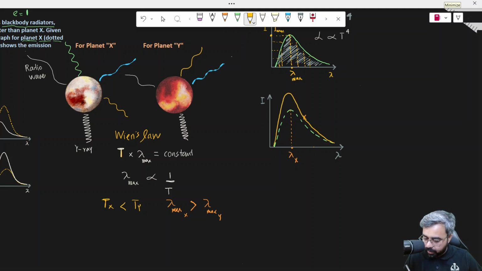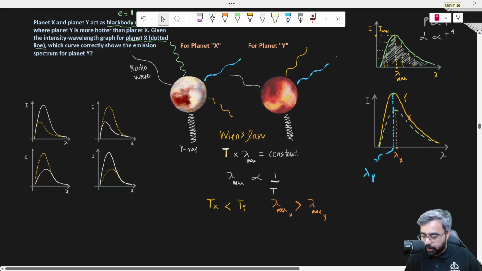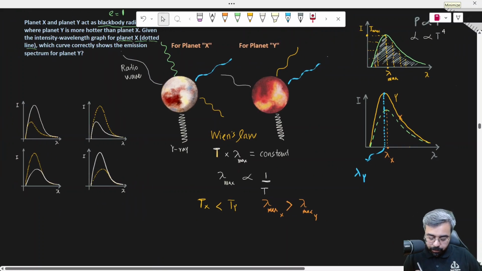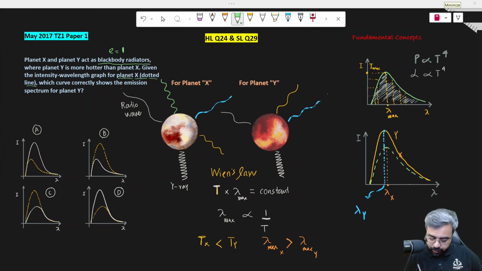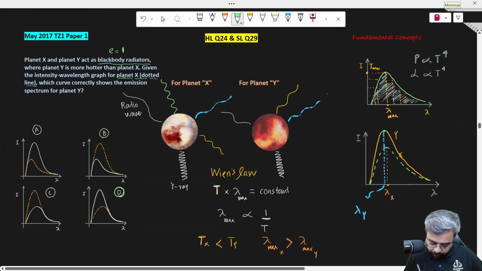Because if you see that the area under this curve is first of all more than the area under the curve for the x, which means more energy is released. And secondly, dear students, you can compare the wavelength: the wavelength for the y is obviously less than the wavelength for the x. So this is for the y, and you can easily identify which one should be our right answer. So none other than option D is the only possible right answer for this question.